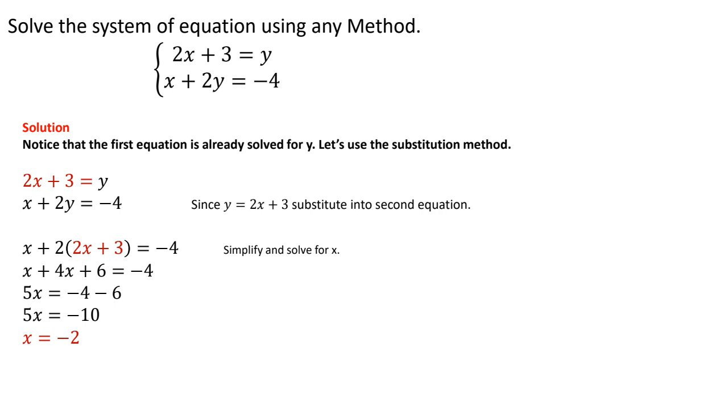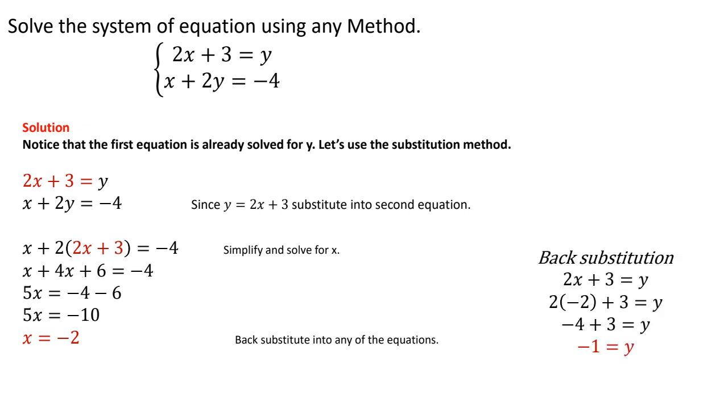Now that I have one of the variables known, I just need to get my y, and I'm going to use that red equation again. I'm going to substitute, or back substitute, into the equation. So here we have 2x plus 3 is equal to y. Everywhere I see x, I'm going to plug in the negative 2. So 2 times negative 2 gives me negative 4. Negative 4 plus 3 is negative 1. So y is equal to negative 1, and the x was negative 2. So my solution set is (negative 2, negative 1).